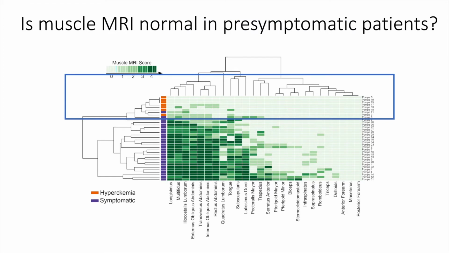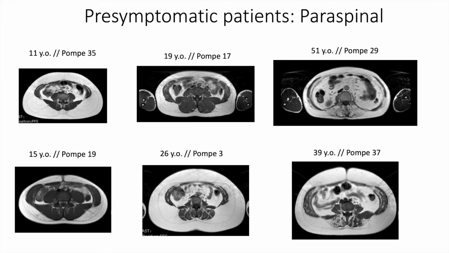Interestingly, we also analyzed the muscle MRI in patients that were presymptomatic. These patients were represented in the first column, with this orange color. And you can see that there are some squares that are not completely pale. So this means that some of the muscles were affected. When we analyzed these muscles, we observed that the two muscles that were more commonly affected were the paraspinal and abdominal muscles.